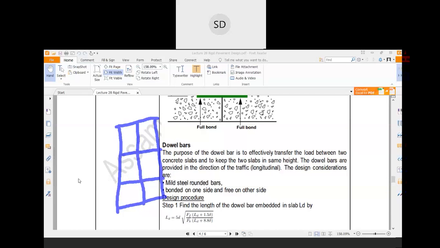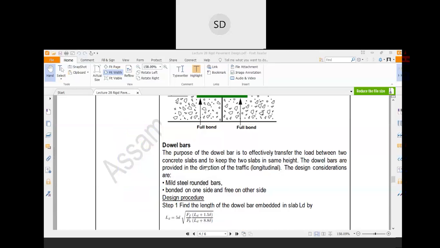So your dowel bars are used along this transverse direction. These are the dowel bars. Now the purpose of the dowel bars is to transfer the stresses from one slab to another. Another type of bar is used, called tie bars, which is provided in the longitudinal direction. Generally tie bars do not transfer the load, but help to keep the slab in the same place, or help to keep the rigidity of the slab constant.